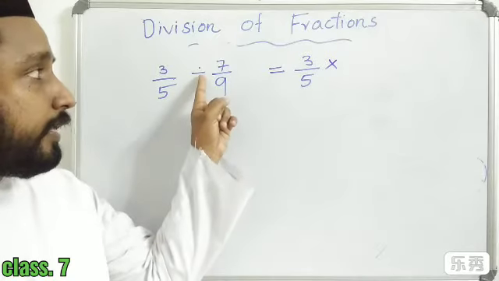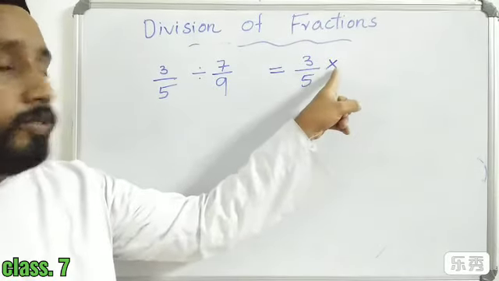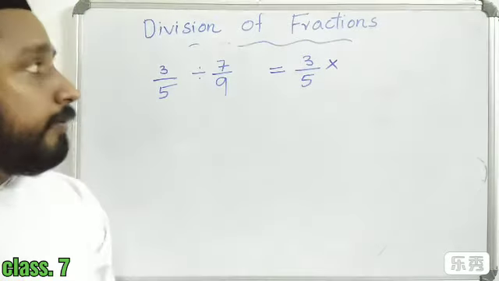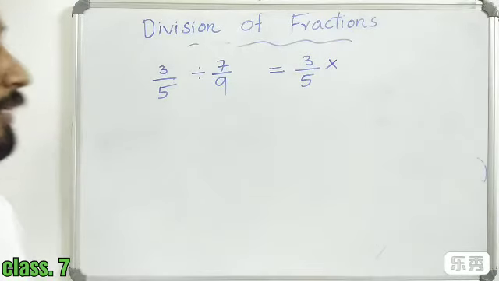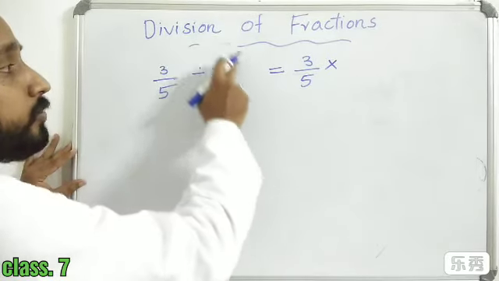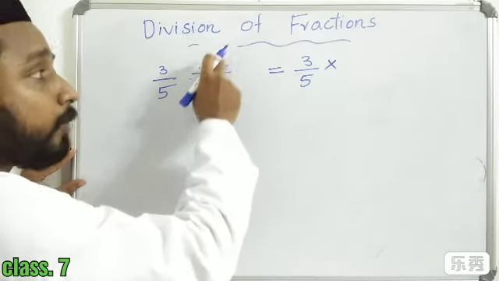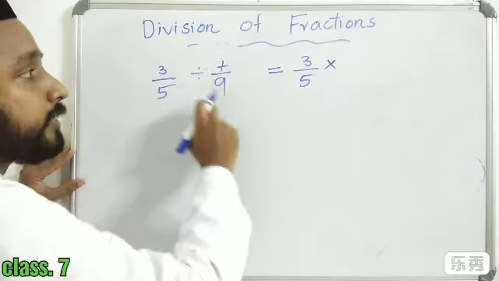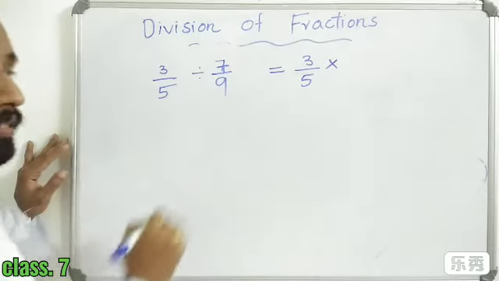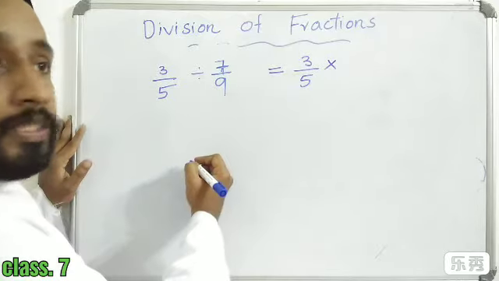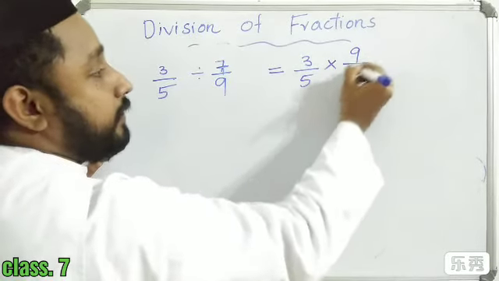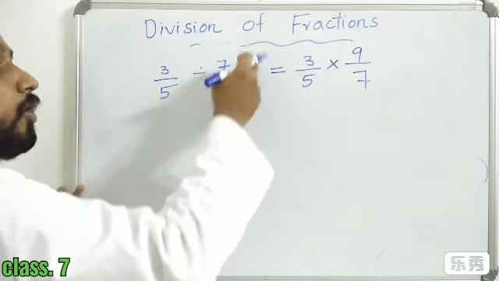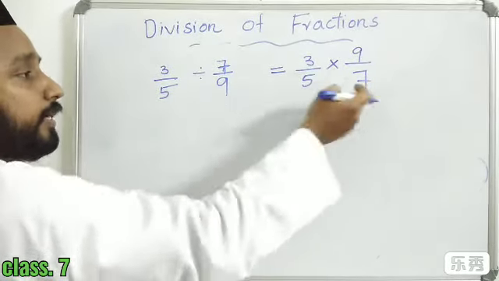We changed the division sign into a multiplication sign. Then the next term is 7 by 9. We have to change this fraction also: we use the reciprocal of this fraction. After changing the sign, we use the reciprocal of the next fraction. The reciprocal of 7 by 9 is 9 by 7.